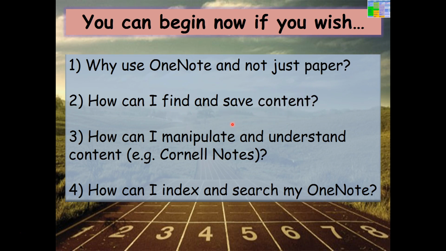And there are a few things that OneNote can do here that, again, are particularly useful. 3, once you have that information in your OneNote and you know why you're using it, how can you manipulate and understand that content? And I recommend that you also look at the screencast or attend a workshop on Cornell Notes as well to really understand how OneNote and Cornell Notes can synergize, which means how can they work together? And then finally, once you've started to use OneNote and you have lots of content and you've been working with it, how can you index and search that information effectively?